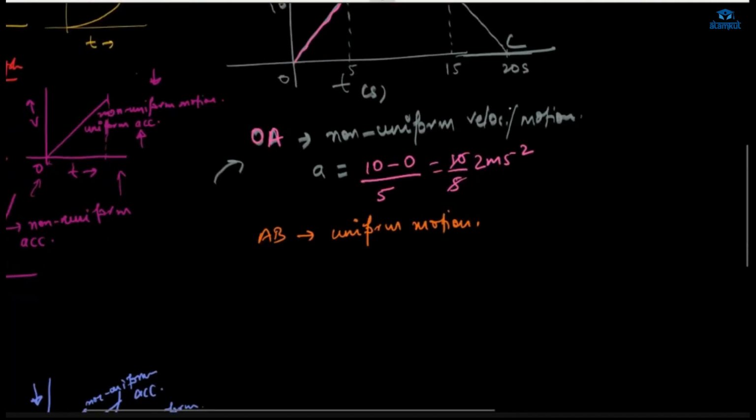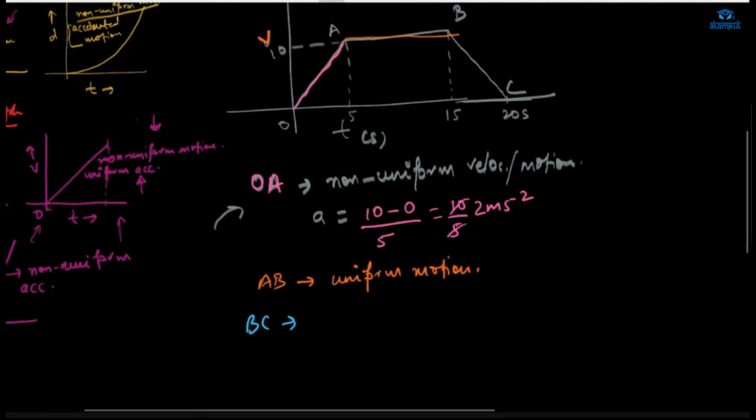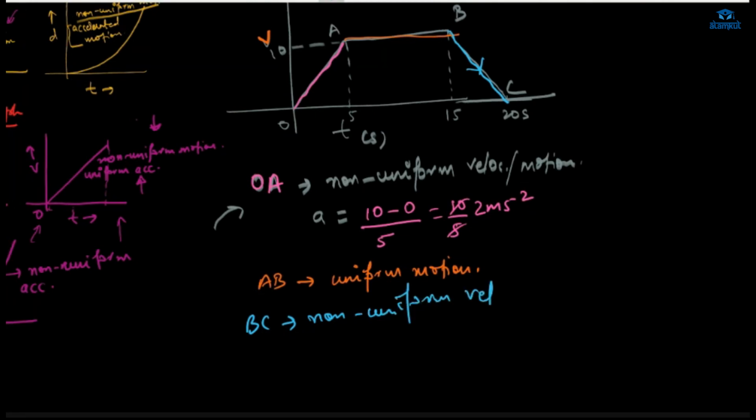From B to C, non-uniform. And is the velocity decreasing or increasing? Decreasing. It's going down. So there will be deceleration. It will be non-uniform velocity, and it will be deceleration. Ma'am, what is the term for negative acceleration? Deceleration or retardation. But you have to show it with the A only, with a negative sign.